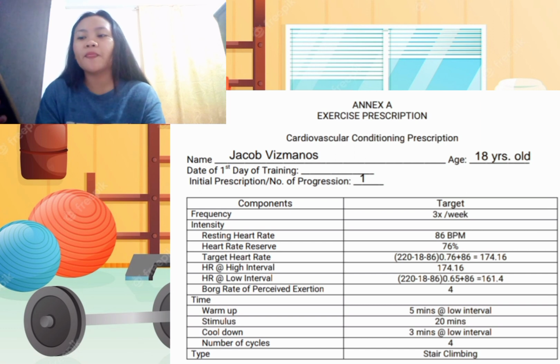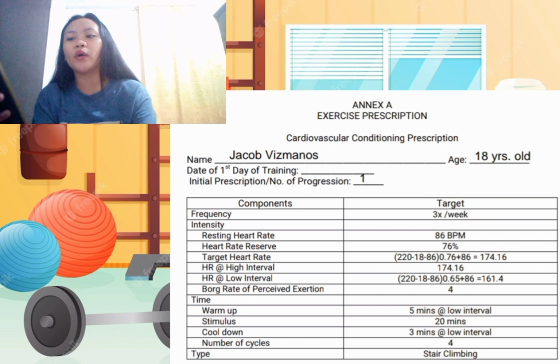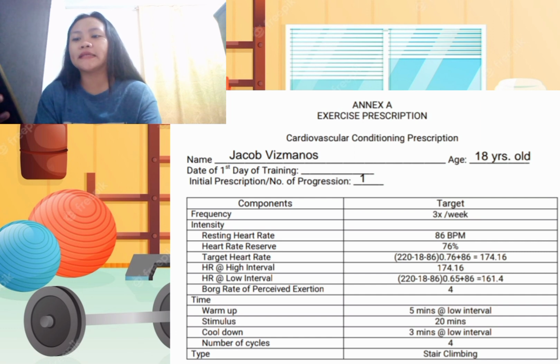220 minus the age, and Jacob is 18 years old, and subtract the resting heart rate, which is 86, times 0.76, which is the highest or maximum percent under the moderate intensity, plus 86, which is the resting heart rate. So we got 174.16. That is the heart rate at high interval.